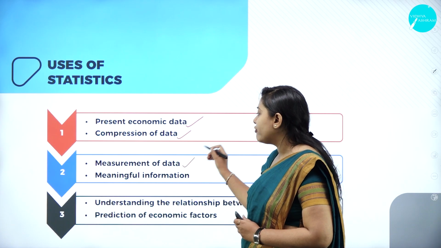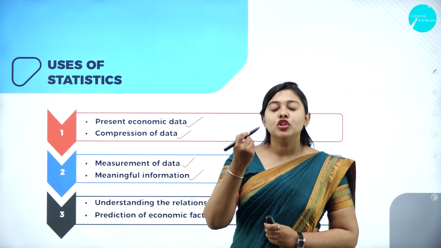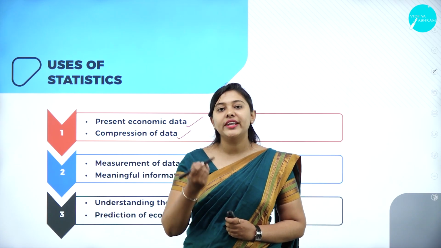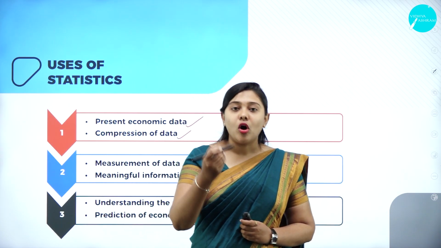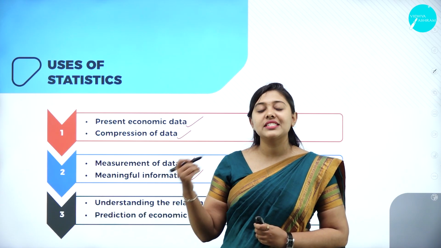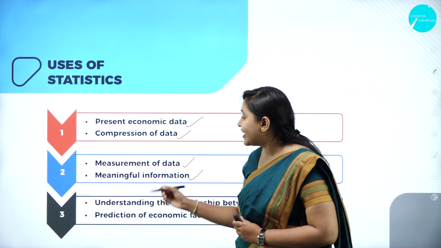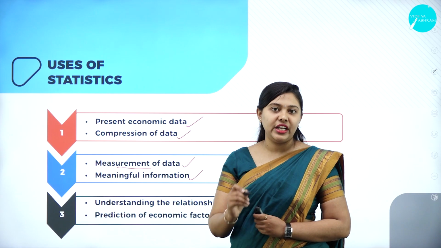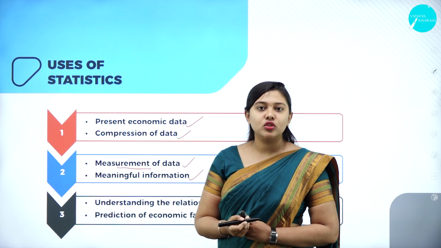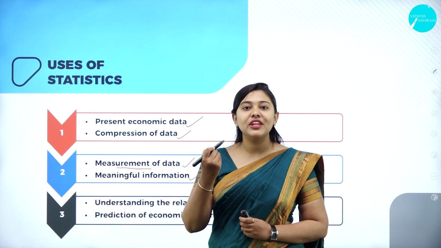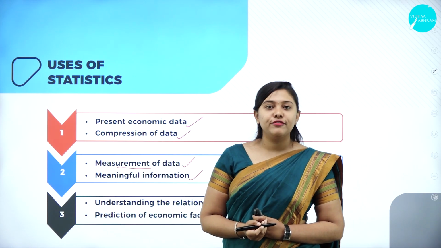Next is measurement of data and meaningful information. Whatever data we get, it will be measured through various statistical techniques called measures of central tendency and measures of dispersion. We have mean, median and mode, correlation, regression. So all these are what? Statistical tools and techniques. From these we get to know the value of that data, the measurement of that data, and in which scale we have to measure those data. All this information we get with the help of statistics, and it provides us meaningful information.